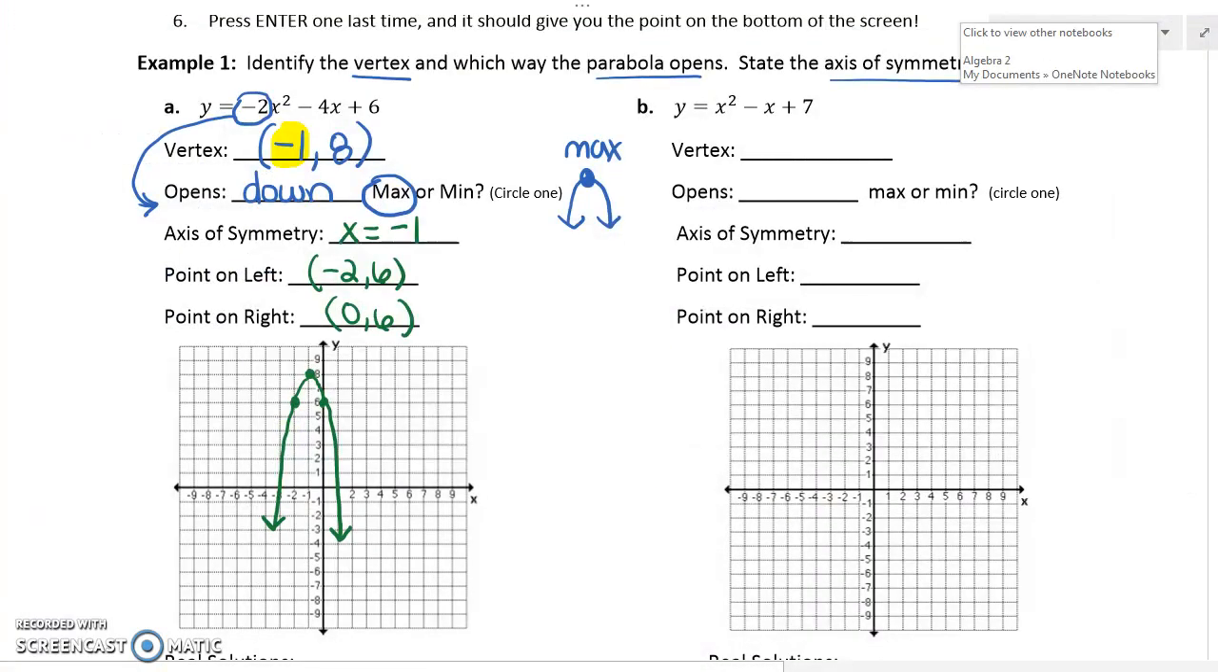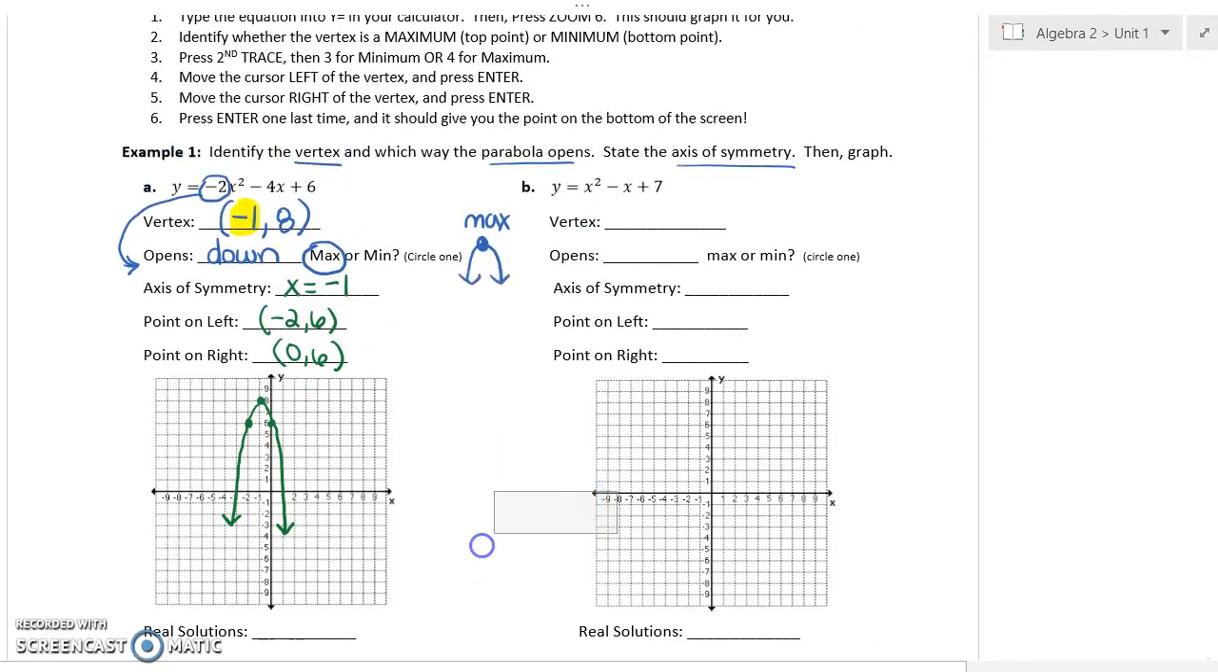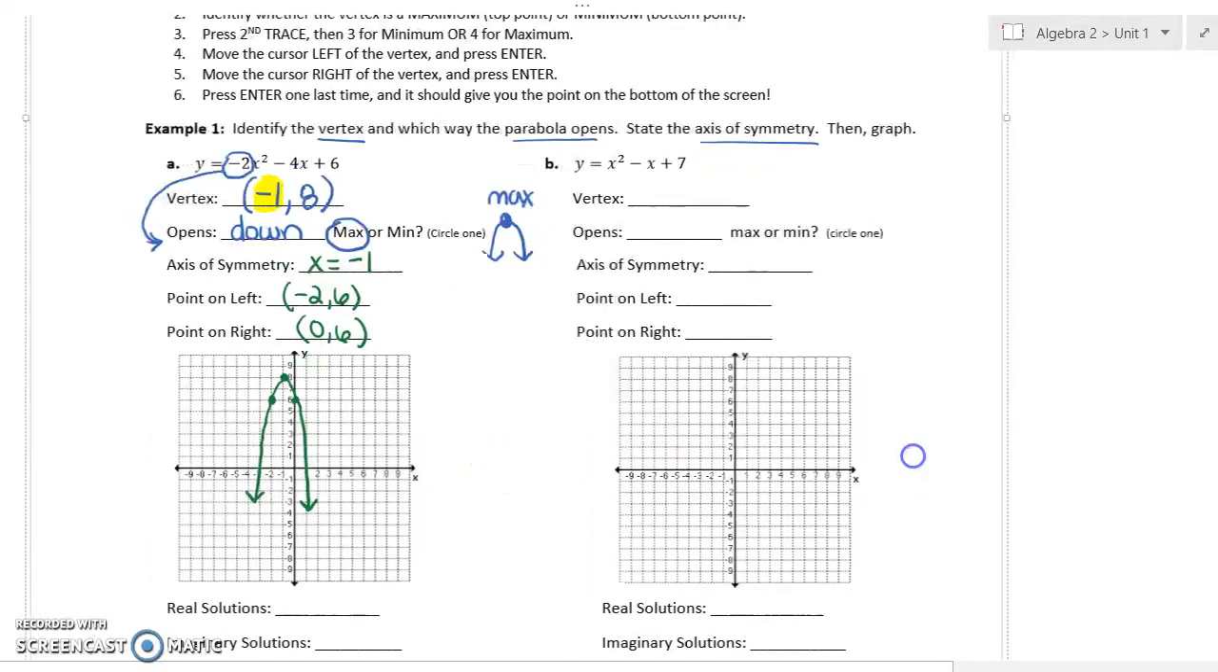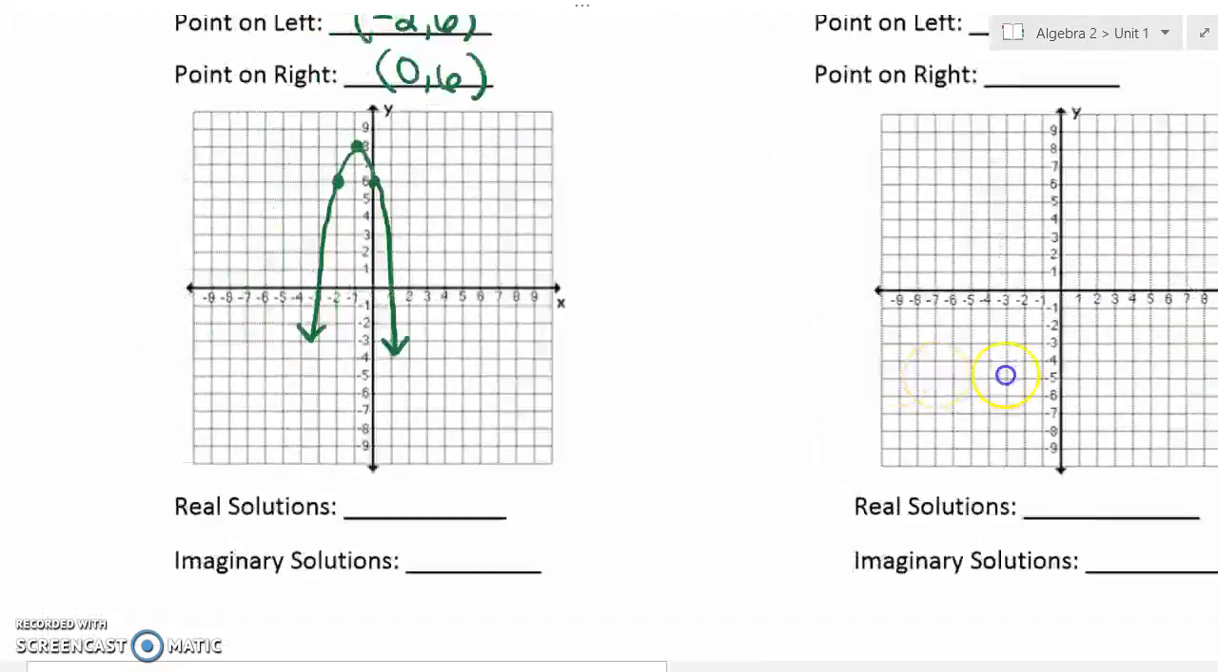Look at that. Cool. Now, there are 2 other questions that we want to answer, and the questions are asking, are these real solutions? Now, real solutions are where the graph touches the x-axis. So I'm going to just kind of zoom in here.